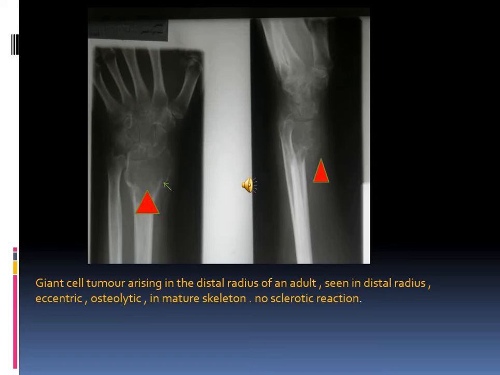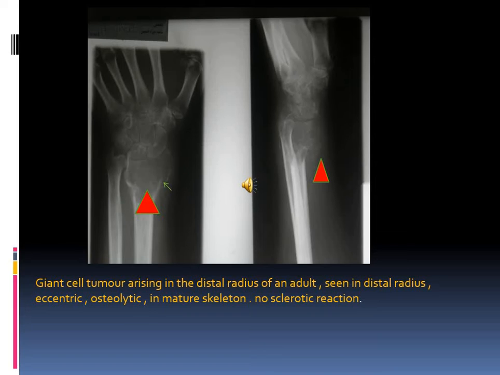The most important thing is that it is seen just at the end of the long bones, subarticular, meaning very close to the edge of the articular surface of the long bone. And also it should be seen after fusion of the epiphysis. So it should be seen in the mature skeleton. Usually it is benign, but it can be locally aggressive and show expansion.